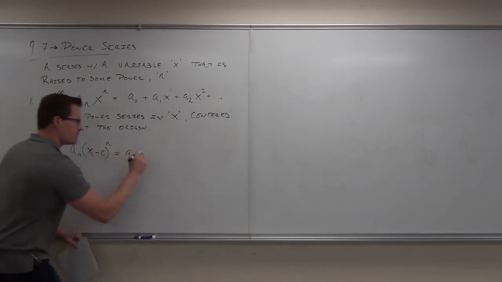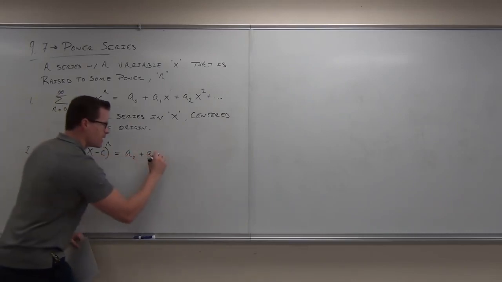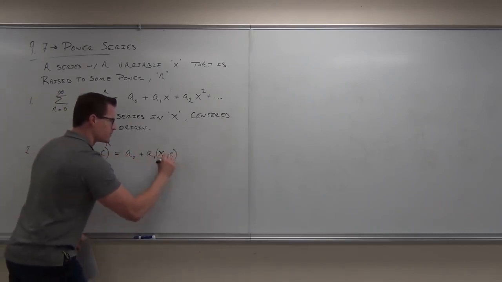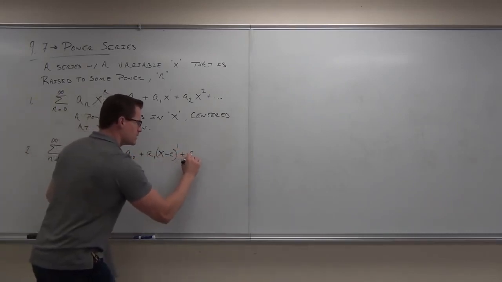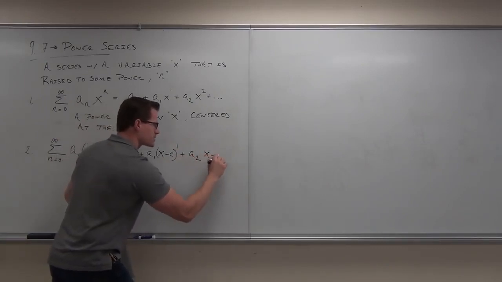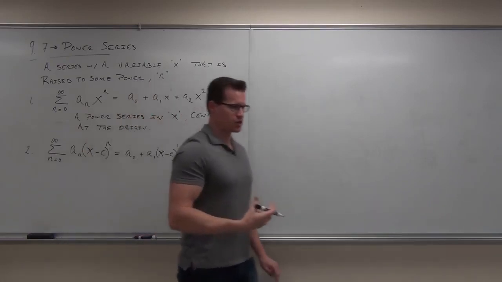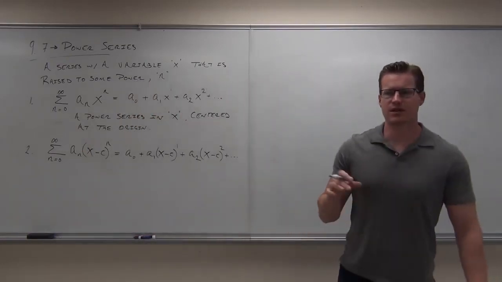Plus, I'd still have a sub 1, but this time instead of having x to the first, I'm going to have x minus c to the first. And instead of having a sub 2 times x to the second, I'm going to have x minus c to the second. Other than that, there's not any change to it. It's just where this thing is centered.